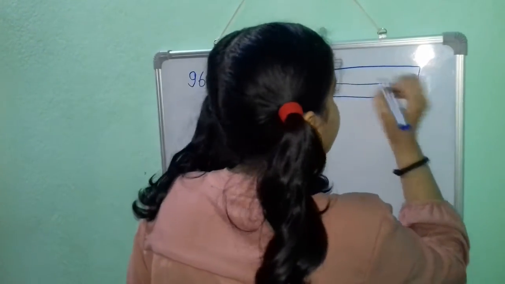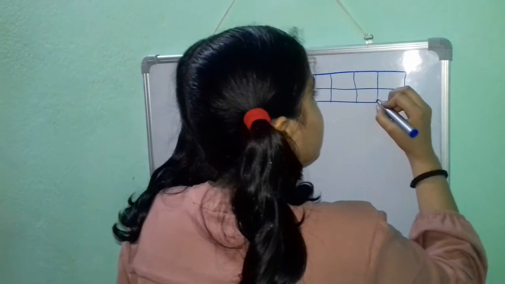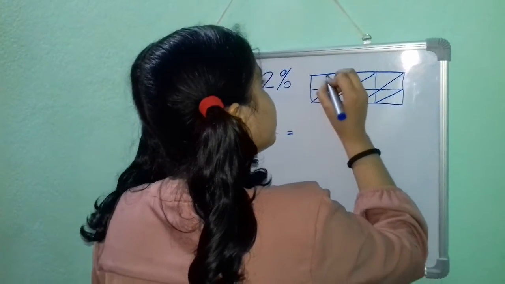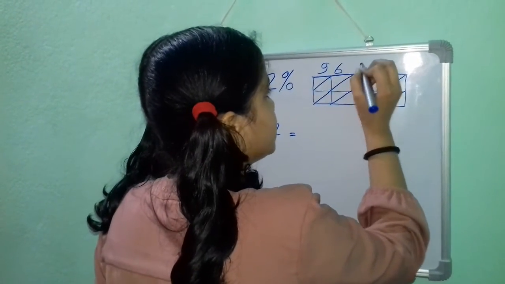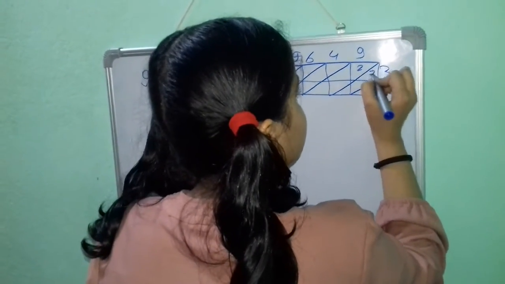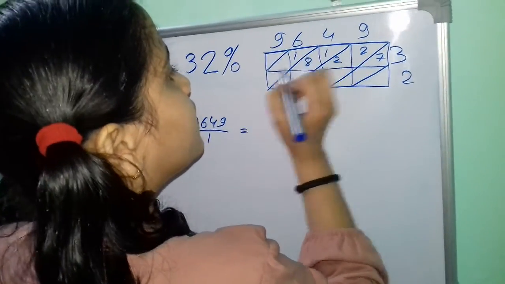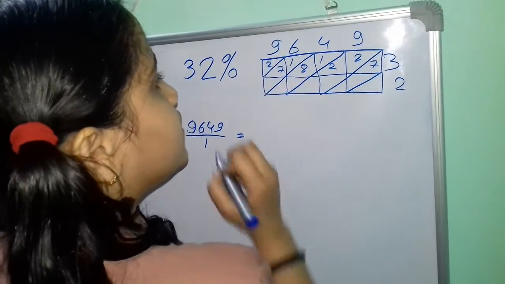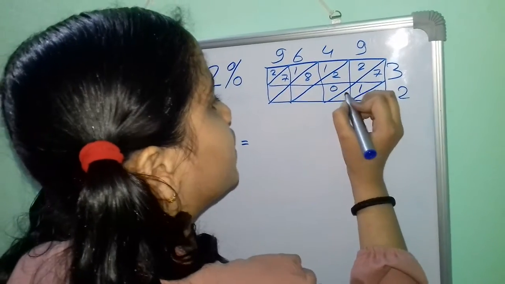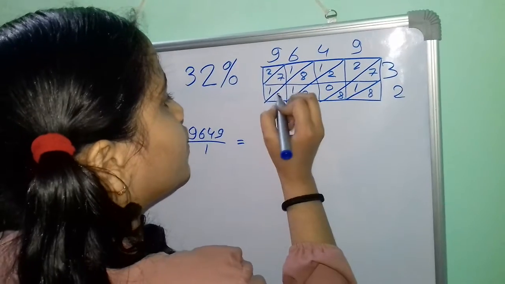So we are making the box for the lattice method. We have to make it clearly. Now we have written 9649 by 32. So 9 times 3 equal to 27, 4 times 3 equal to 12, 6 times 3 equal to 18, and 9 times 3 equal to once again 27. Now 9 times 2 equal to 18, 4 times 2 equal to 8, 6 times 2 equal to 12, and 9 times 2 equal to 18.